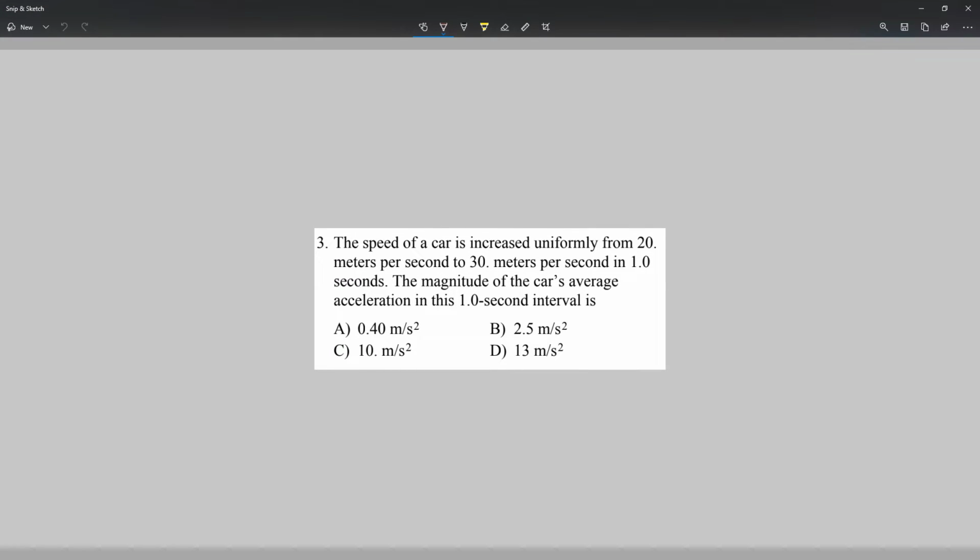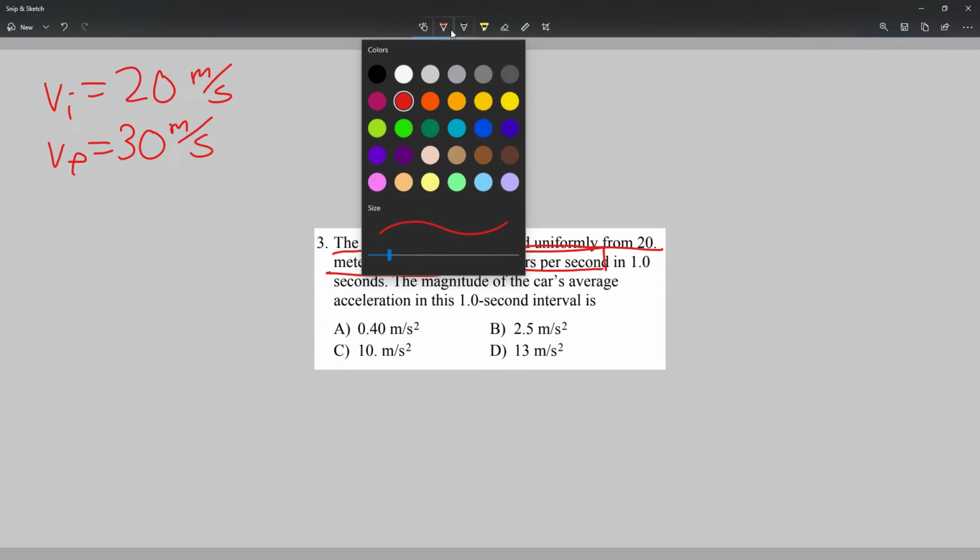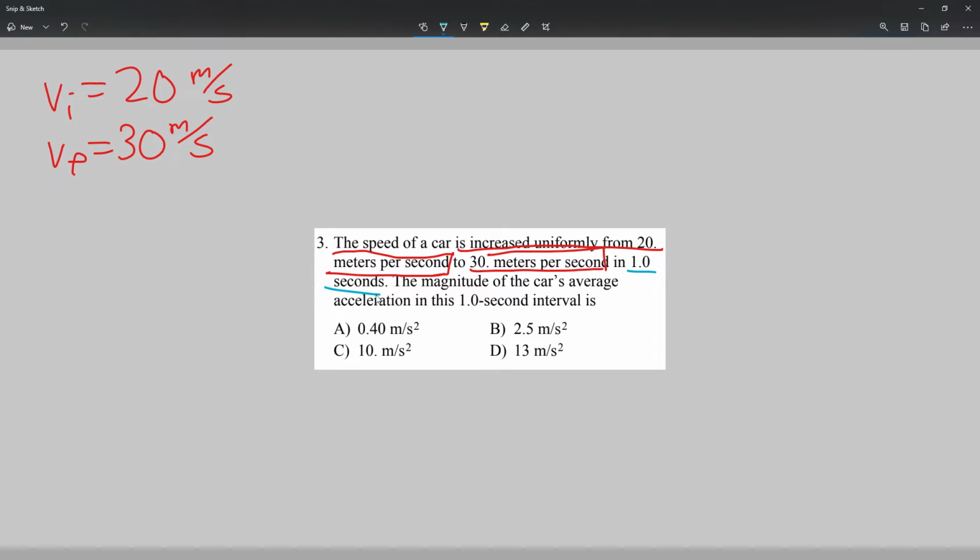All right. Number 3, the speed of a car is increased uniformly from 20 meters per second to 30 meters per second. Again, this is a phrasing. You're going from one speed to another. Also, you see the units, meters per second. That's a speed measurement. So your initial speed is this. Your final speed is that. And then it says seconds, so 1 second. And then you're solving for acceleration, right?